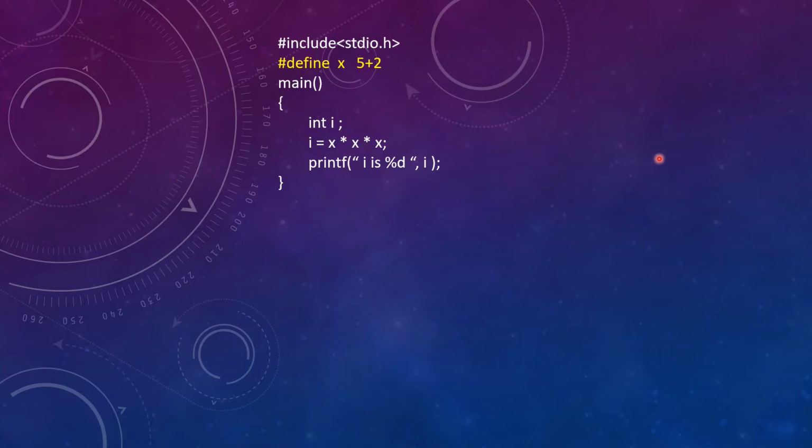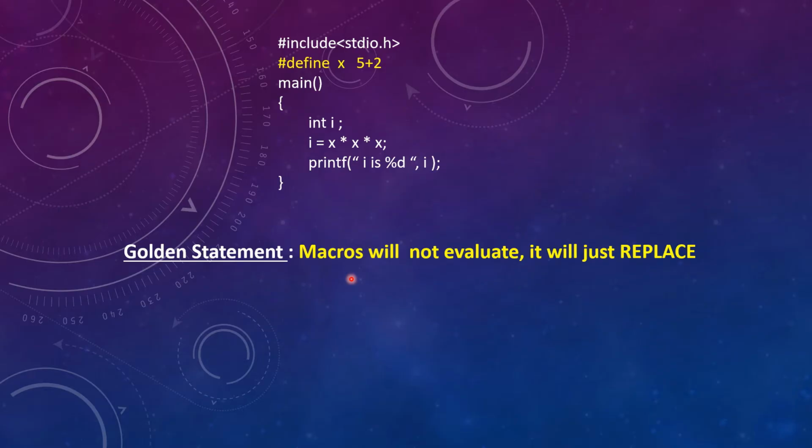So let us see one golden statement which you need to remember always: macros will not evaluate, they will just replace. What you were doing is 5 plus 2 is 7, means you were evaluating the expression given over here, and then putting that value in place of x, but that is not how macros work. Macros are meant to be replaced. They are never meant to be evaluated.